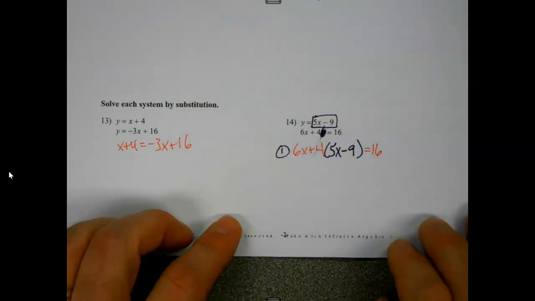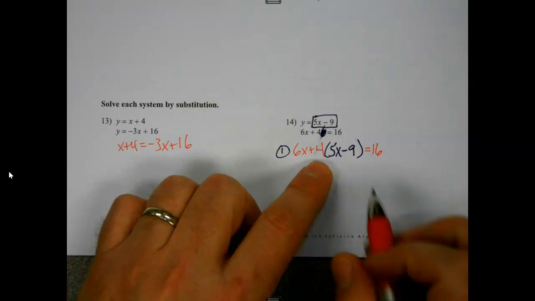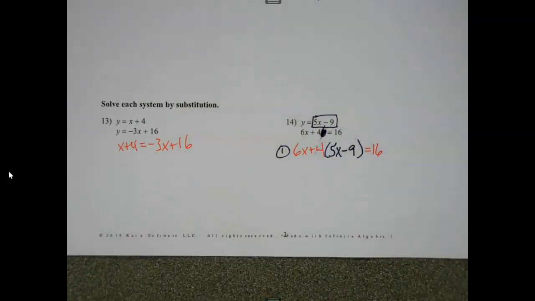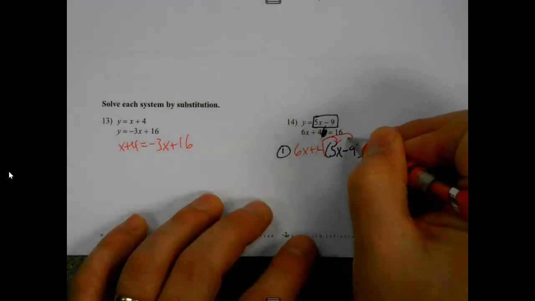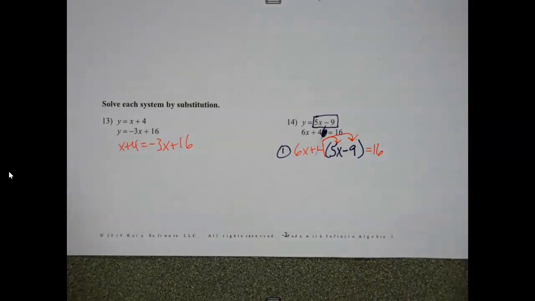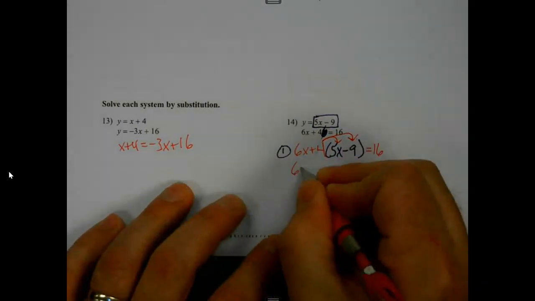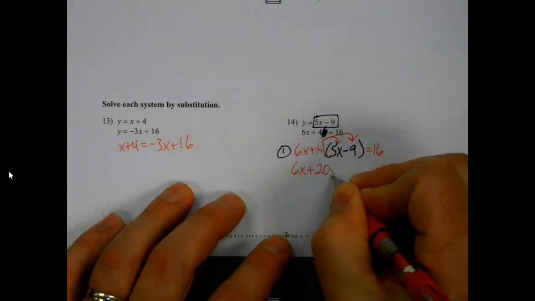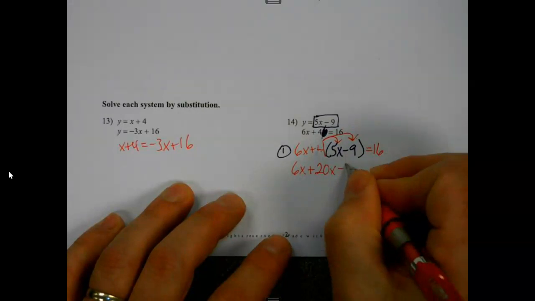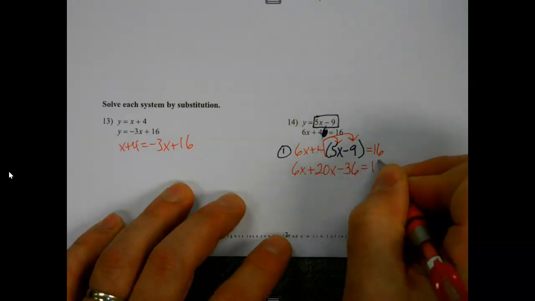So here, we just substituted the box in for y. Before we go any further, we want those parentheses to go bye-bye. So we're going to do a little distributing. 4 times 5 is 20. 4 times negative 9 is negative 36.